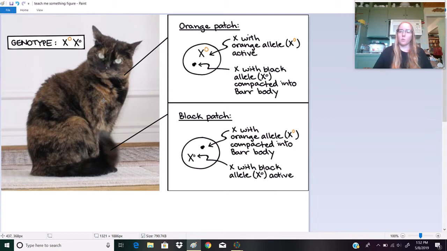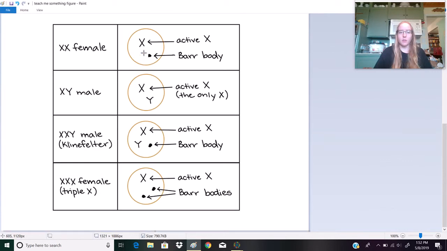And there's always one less bar body in a cell than there are X chromosomes, meaning that the average female will have 1 bar body, and the average male will have no bar bodies at all. However, these numbers can be different in people with sex chromosome aneuploidy.